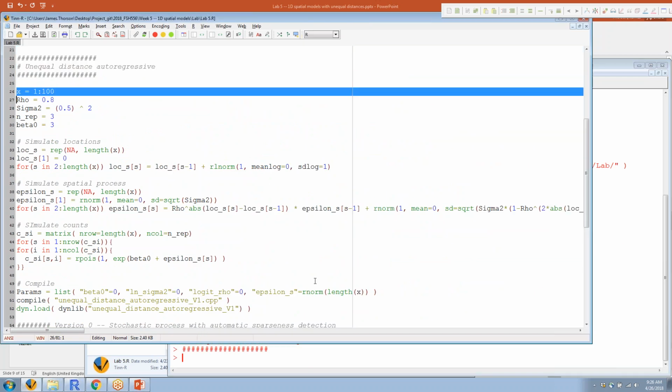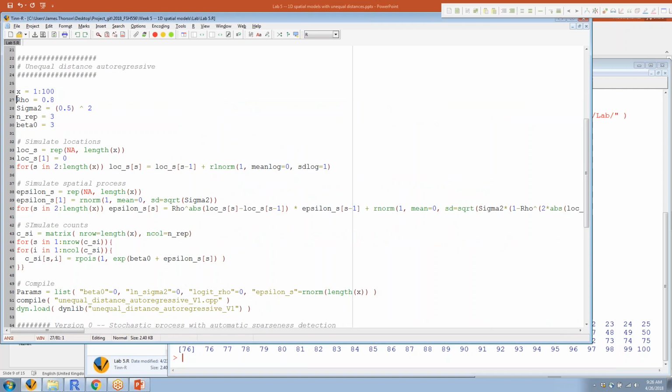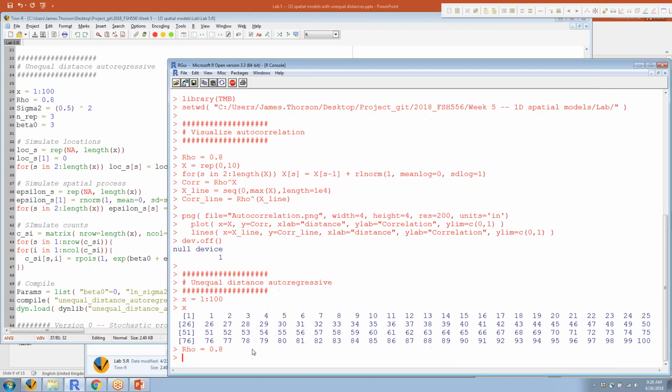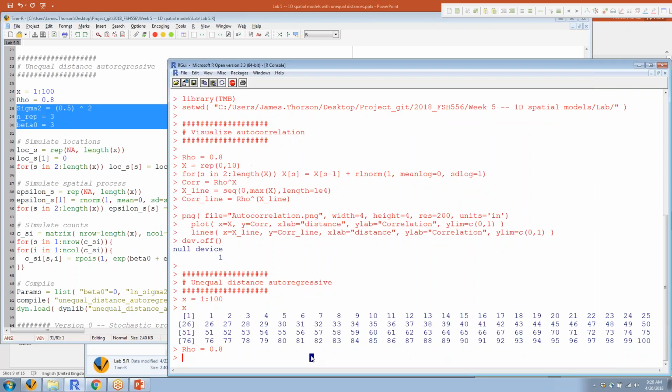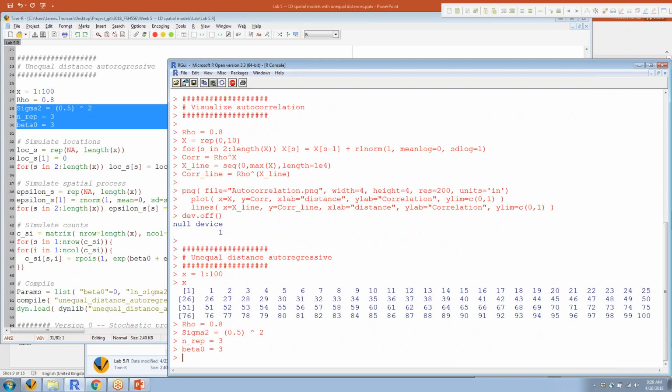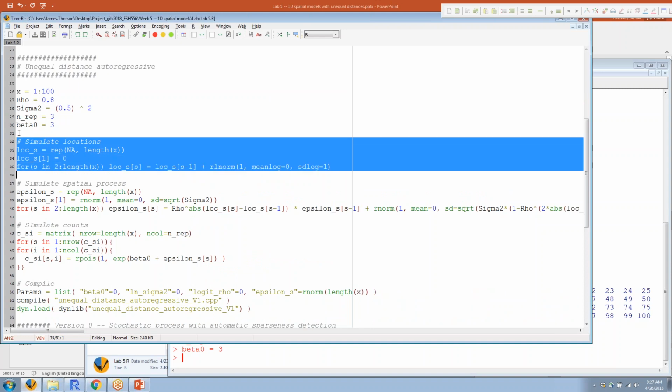In this case, I'm simulating 100 locations, indexed 1 through 100. I've got rho, which is the decorrelation for a distance of 1, a marginal variance of 0.5 squared, and then 2 replicated samples per location and an intercept of 3.